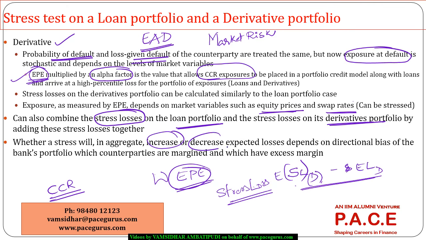And finally, one important point in this context: whether a stress loss will overall increase or decrease the expected loss depends on the directional bias of the bank's portfolio. In some cases it could be an increase, in some cases a decrease, depending on who is posting the margin and who has the excess margin. If I have the excess margin, then possibly there is an increase in the value of the portfolio, right? An increase in the expected loss. If I have a lesser margin and the counterparty has an excess margin, obviously there would be a decrease in the expected losses of the overall portfolio.